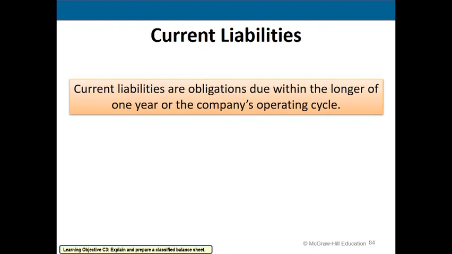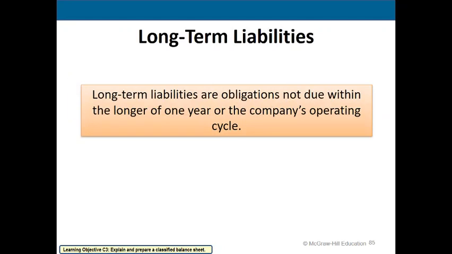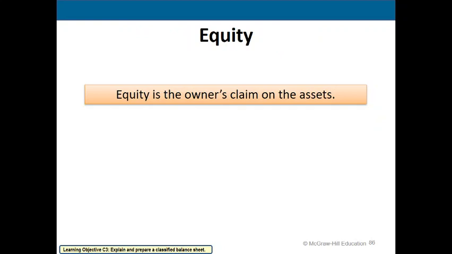Current liabilities are obligations due within the longer of 1 year or the company's operating cycle. Long-term liabilities are those that are going to be satisfied in more than 1 year, longer than 1 year. And then equity is the rest of it, whatever's the difference.